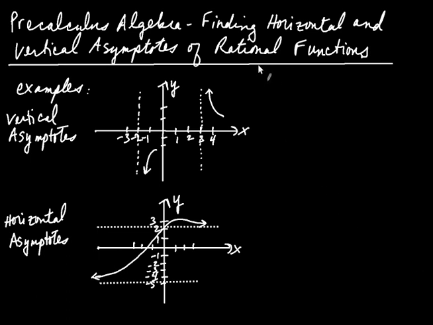In this precalculus algebra video, we're going to talk about finding horizontal and vertical asymptotes of rational functions. So I thought we'd start off with a couple of examples. In this first graph, we're going to be discussing vertical asymptotes. This function has two vertical asymptotes. The vertical asymptotes are vertical lines.